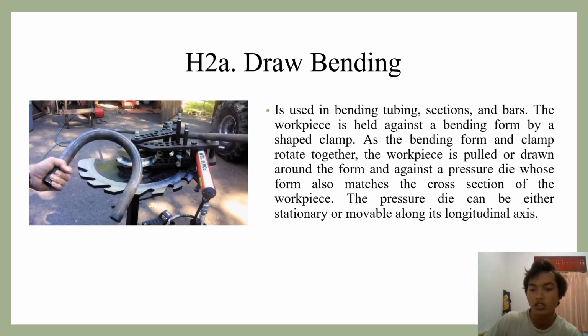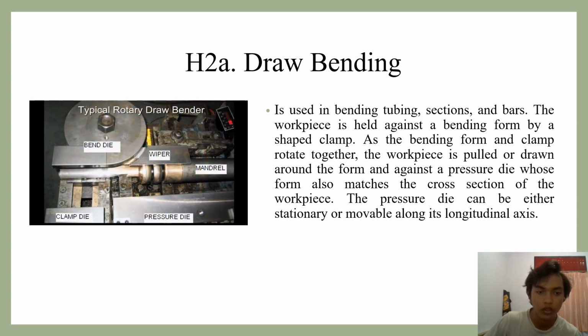This is a basic hand bender. The thing with this rotary draw bending example is that the bend die, bender radius, pressure die, and clamp die are determined by the tube diameter. Rotary draw bending requires new dies for every diameter: you need a new wiper die, you need a new bender die.